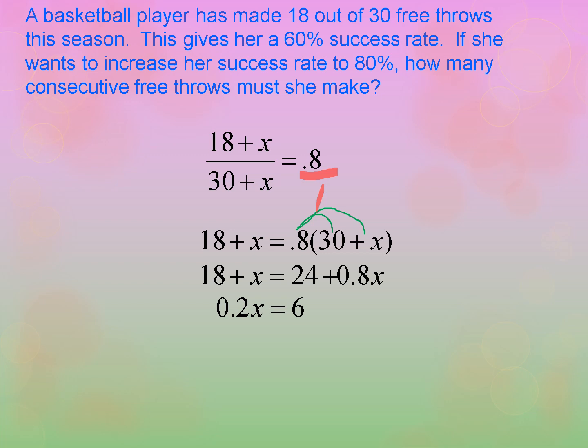So, if I take 1x and I subtract 0.8x, I get 0.2x. And then if I take 18 and subtract that from 24, I get 6. Now, I've got 0.2x equals 6. So, to undo multiplication by 0.2, I'm going to divide by 0.2. And I get that she needs to make 30 free throws to increase her success rate to 80%. Now, if you don't believe me, you can easily do 18 plus 30, which is 48. 48 over 60, I guarantee you, will be 80%.